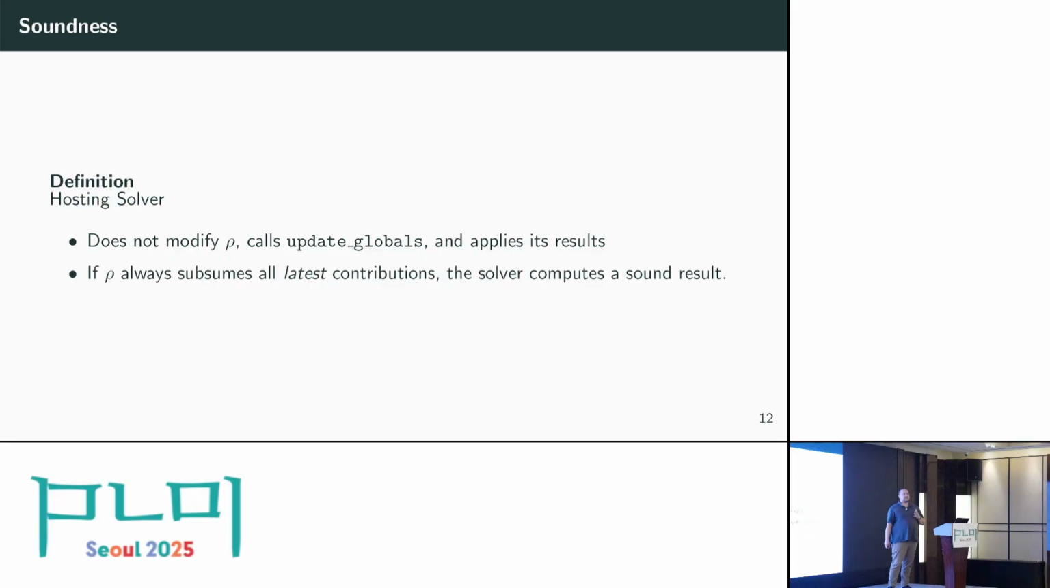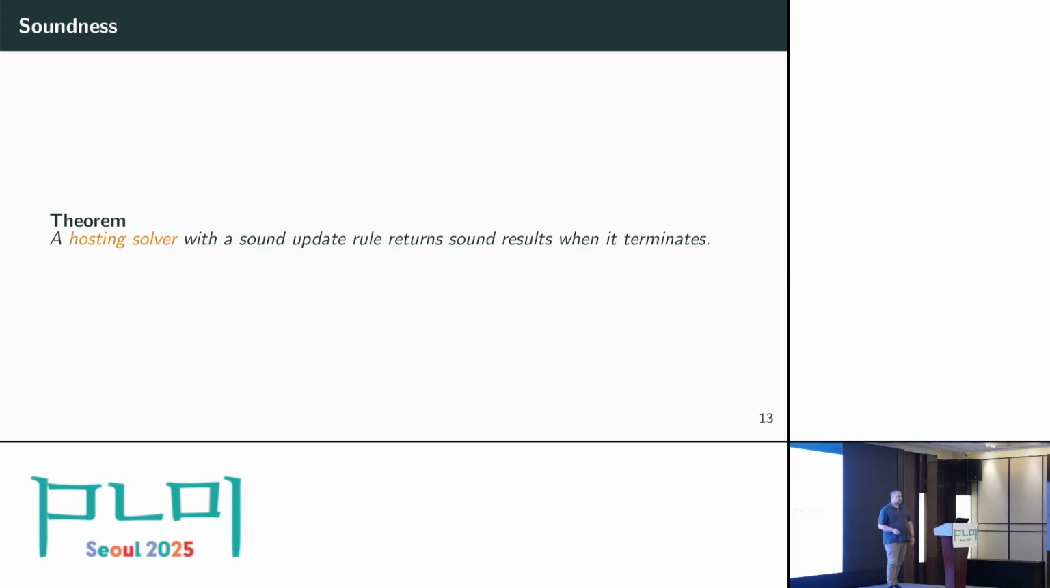And the second thing is we need it to be robust in some sense with respect to the values of the rho. So if the rho always subsumes all latest contributions to the globals, then the solver needs to compute a sound result. This is the requirement that we have for a hosting solver.